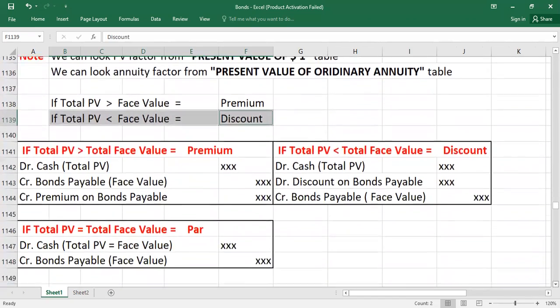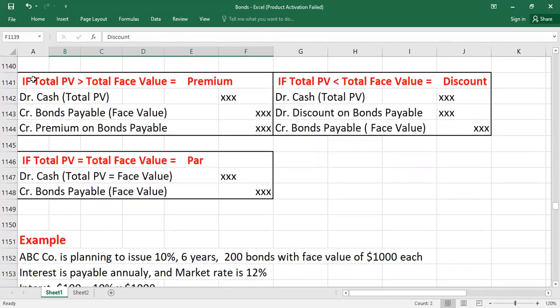If in scenario number one your total present value is greater than face value, it means bonds should be sold at premium. So what entry will you pass at the time of issuance? You debit cash with the total present value, credit bonds with the face value, and credit premium on bonds payable with the difference of present and face value, as we have learned in the format.